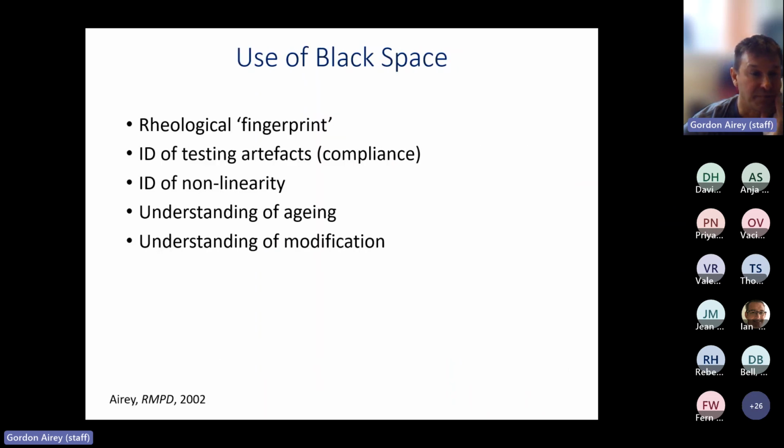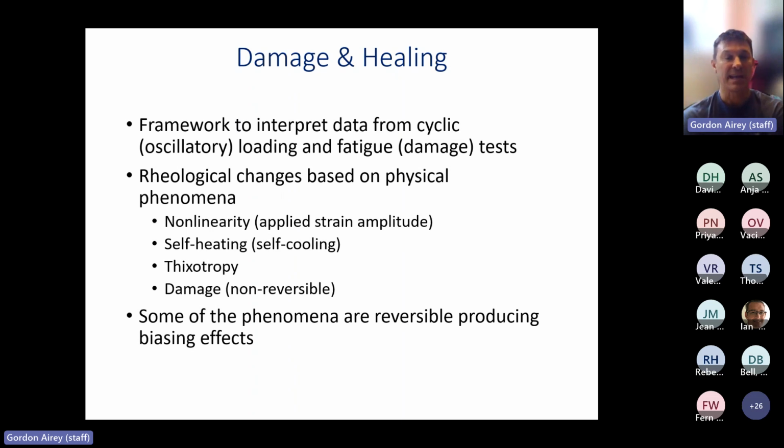And again, there is a paper. I was amazed when I looked at this, when I was putting this together over the weekend. This is over 20 years ago that we actually published this particular bit of work on using Black space to do those things, fingerprint the binder, identify compliance areas, etc. So we have moved on, and there are 3 main areas that I think are extremely important at the moment, and where Black space diagrams give us such a useful tool in terms of understanding our material behavior.